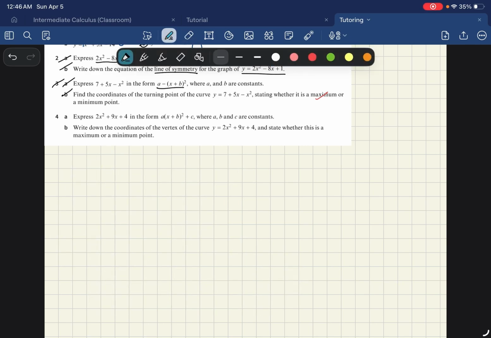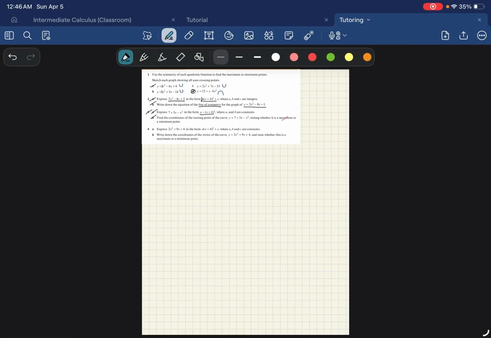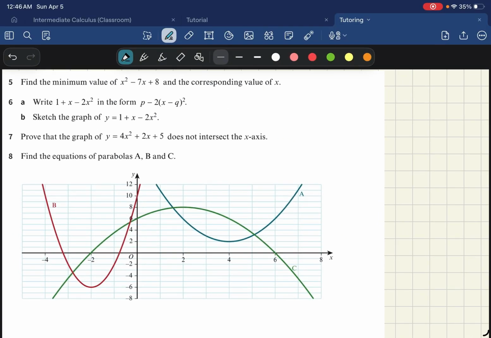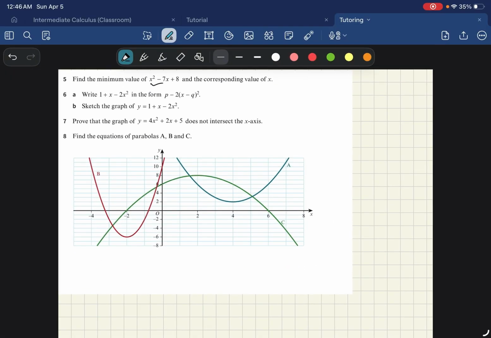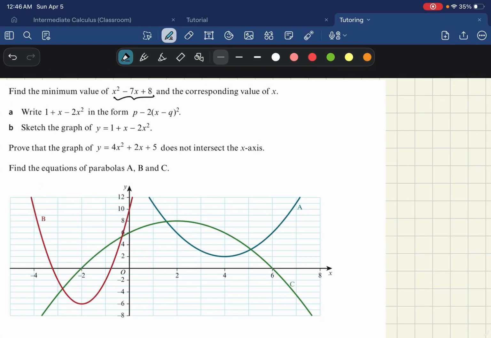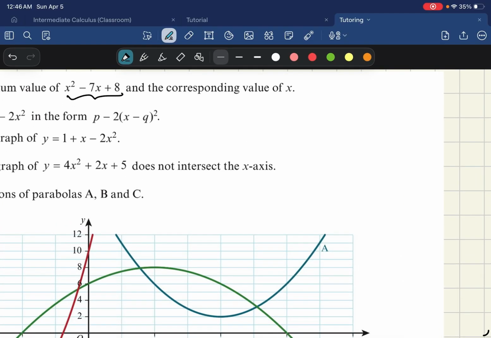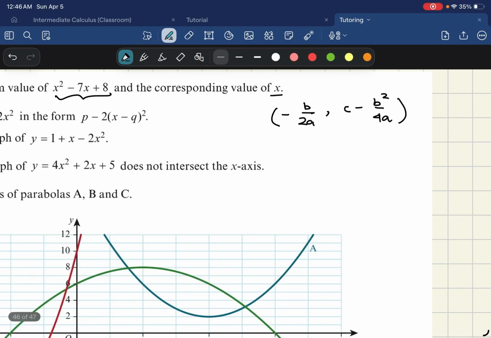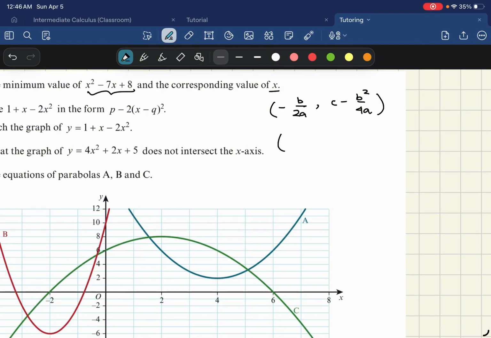Part 4 is essentially the same question, so I'll actually leave it for you to try. So let's do part 5. Find the minimum value of this one, and the corresponding value of x. Well, we know that whether it's a maximum or minimum, a turning point occurs at minus b over 2a, comma, c minus b squared over 4a, right? So you can remember the formula. You can complete the square as well, whichever you're more comfortable with. But we have derived why a maximum or a minimum, which is the turning point, occurs at these points.